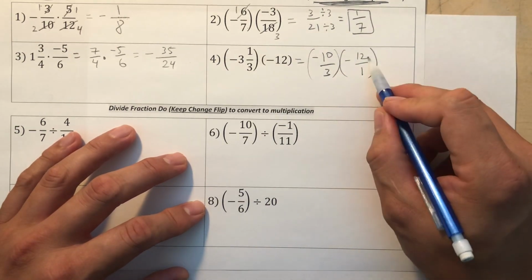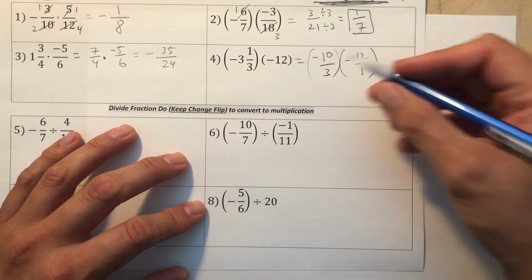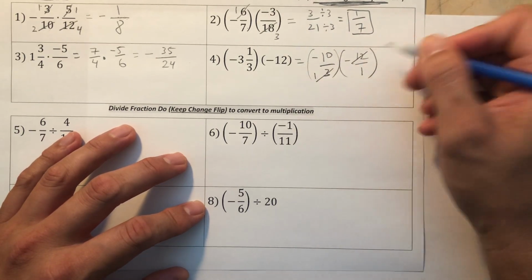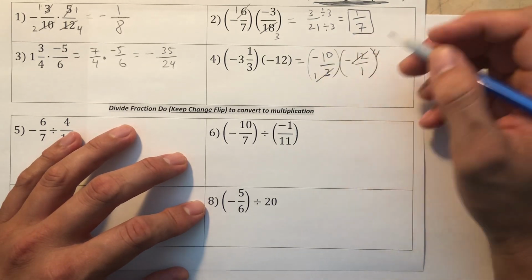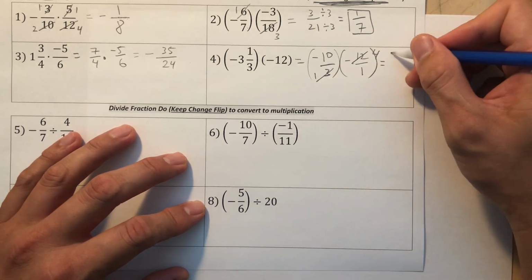All right, cross reduce. I could use 3 again to divide those two. So 3 going to 3 1 time, 3 goes into 12 4 times. All right. Negative times a negative is a positive. So my final answer should be 40.